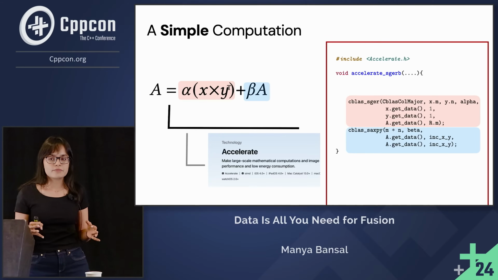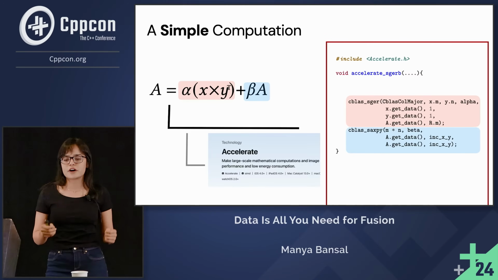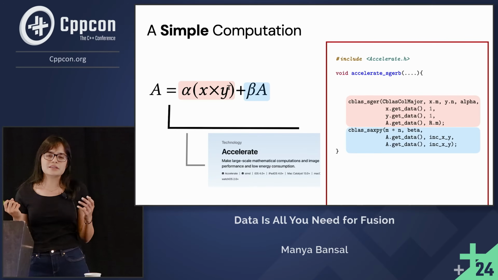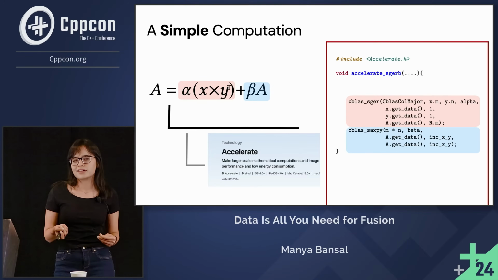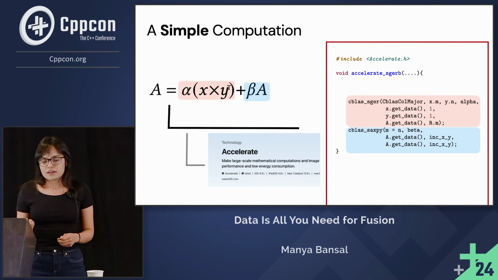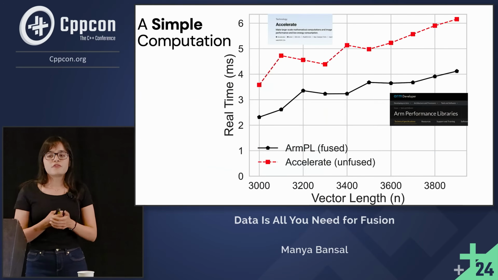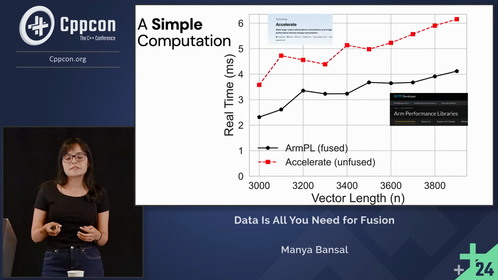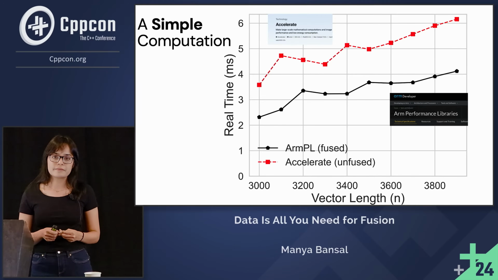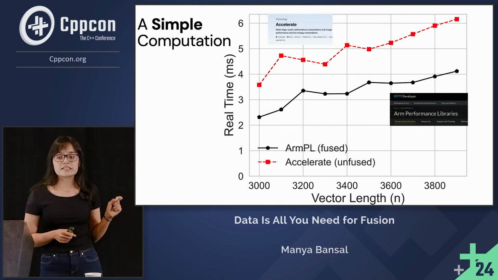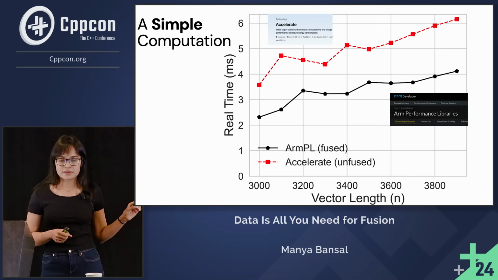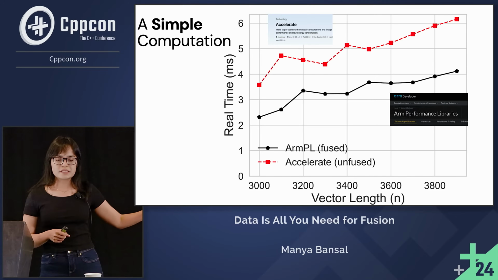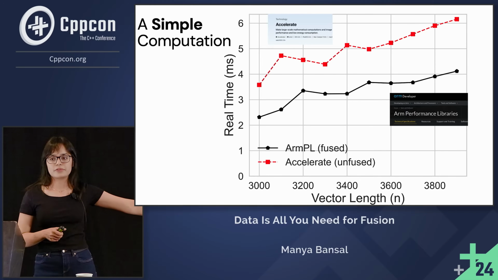So the accelerate library does not have that nice single function, but I can get by with two functions. Is it really that different from understanding one interface? Not really. But there's a curious case that happens with the performance of these two implementations. The ARM performance library is 30% faster than the accelerate library. The y-axis there is real time, so lower is better. So the ARM performance library is beating out the accelerate library.